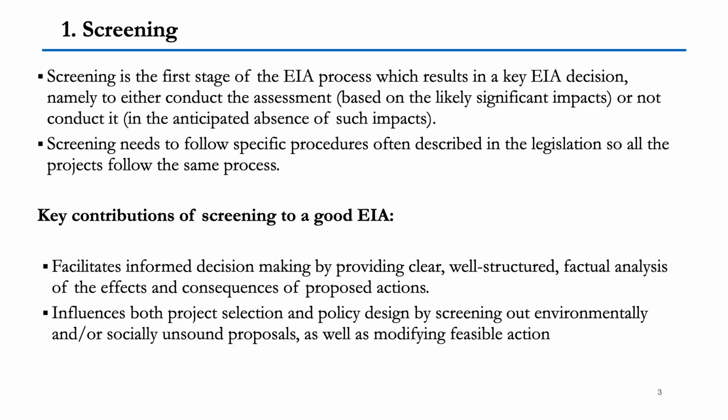The first step which comes while we do the environment impact assessment is the screening part. What does screening basically mean? Screening is the first stage of the EIA process, which results in a key EIA decision, namely either to conduct the assessment based on the likely significant impacts or not to conduct it in the anticipated absence of such impact. Screening needs to follow specific procedures often described in the legislation so that all projects follow the same process.